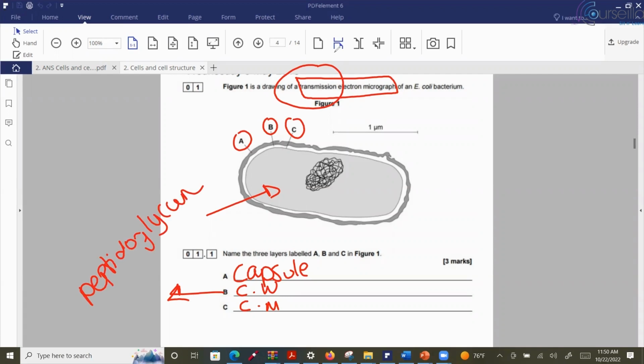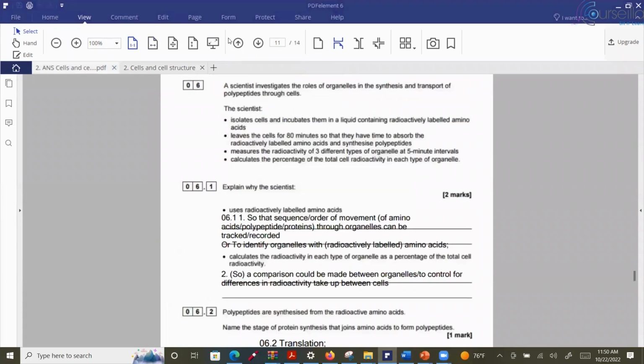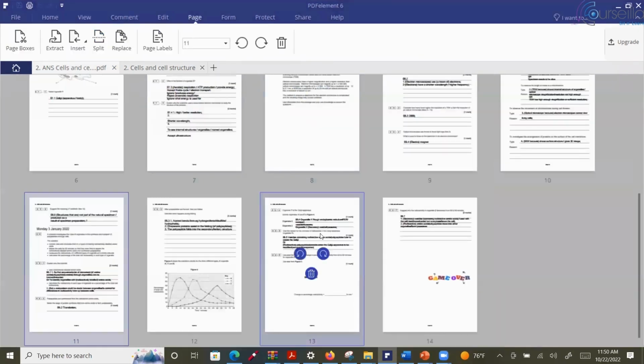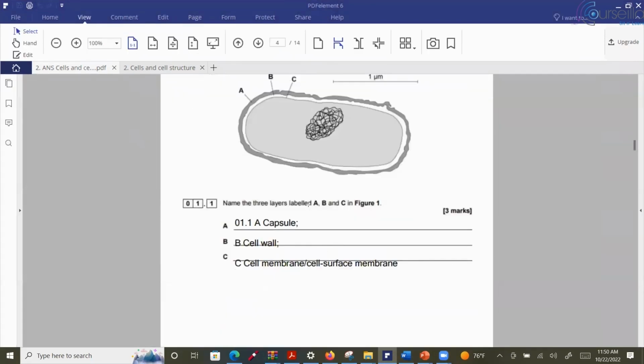So your exams are actually very, very easy compared to the other examination boards. Let's look at the mark scheme because I want to show you how things would look. This question, you'll find the answers here in the body of the question itself. You have the capsule, cell wall, cell membrane, or cell surface membrane. Perfect. Your questions are easy, but the problem with the Oxford examinations is that their grading is very strict. So their exams are easy, but the grading is very strict. You have to give them exactly what they want. If you don't give them exactly what they want, they will not give you the grade.